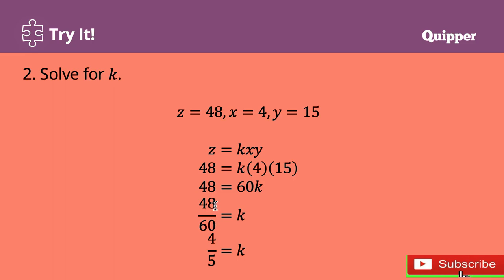But 48 over 60 can still be reducible. So we have 4 over 5. Just reduce to lowest term 48 over 60, we have 4 over 5. That's the value for k.